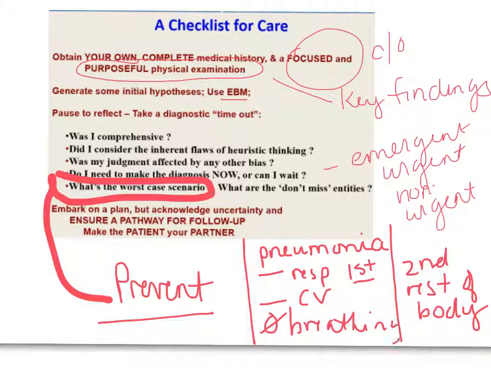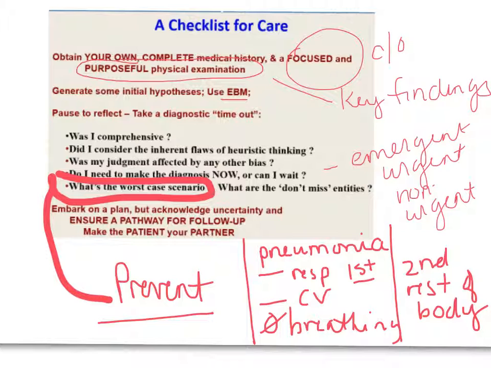So I need to walk in there and look at them. Are they breathing? What's their work of breathing? Do they look blue or cyanotic? Are they using accessory muscles? Are they using all of their chest wall muscles to breathe? Or do they look pretty relaxed, having a conversation, etc.?